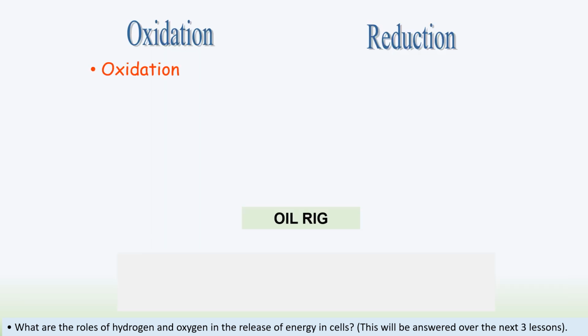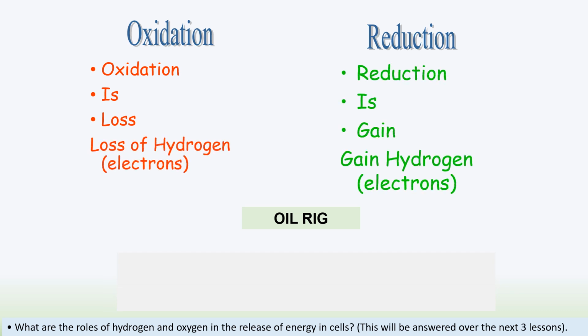Before we do that, you need to know what oxidation is. You should know the term OIL RIG. Oxidation is loss and reduction is gain. So when we're talking about oxidation and reduction in respiration, we're really focusing on hydrogen ions, which we'll be talking about throughout this module.